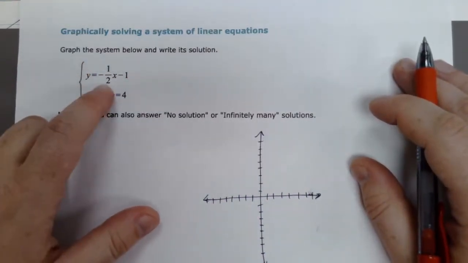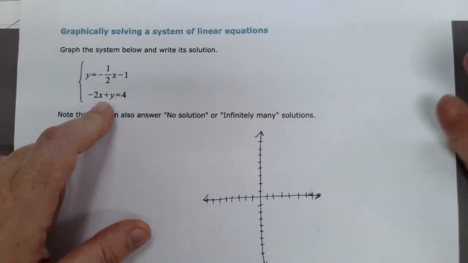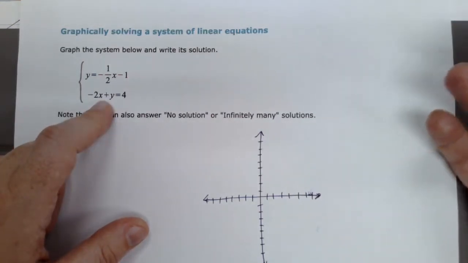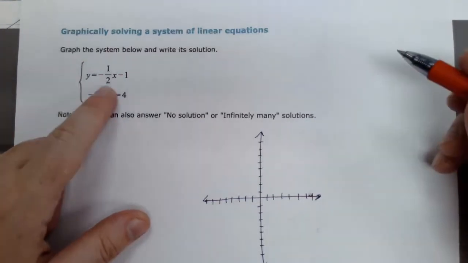So notice this one's ready to go. It's already in slope-intercept form. This one is in standard form. If you want to graph it from standard form, you're welcome to. Or if you want to solve it, which this one's pretty straightforward, it's one step to solve it into slope-intercept form, so we'll go ahead and do that. But we're going to do this one first.